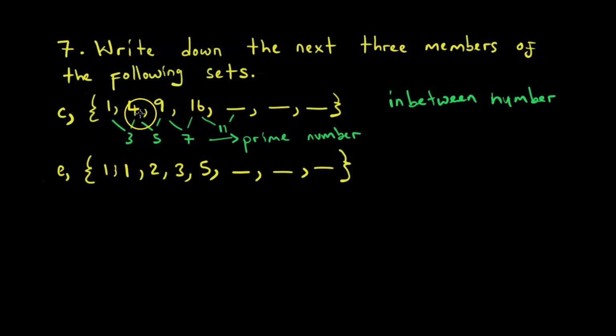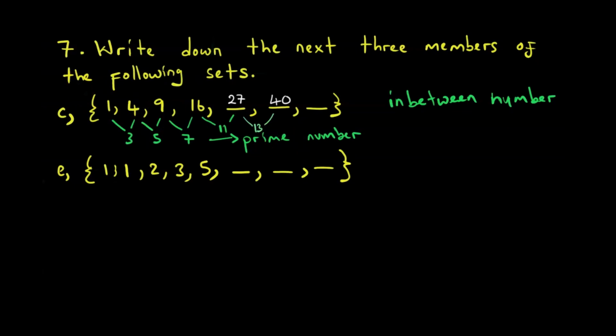Here we said 1 plus 3 we get 4. Here we said 4 plus 5 we get 9. This means 16 plus 11 we get 27. So 27 is our first number, or member of this set. Then now, what is our next prime number? It is not 12 because of 6, so it is 13. Then 27 plus 13, what do we get? We get 40.